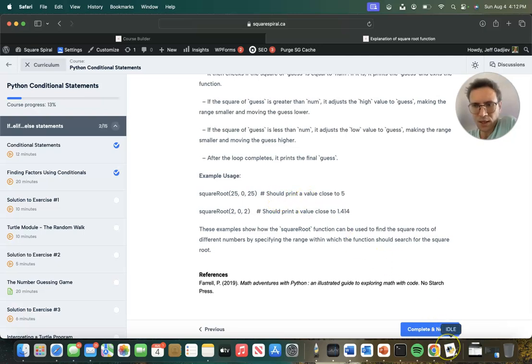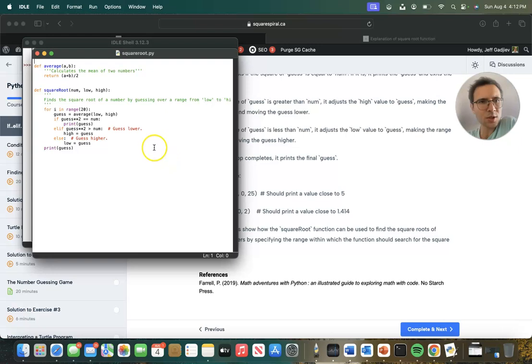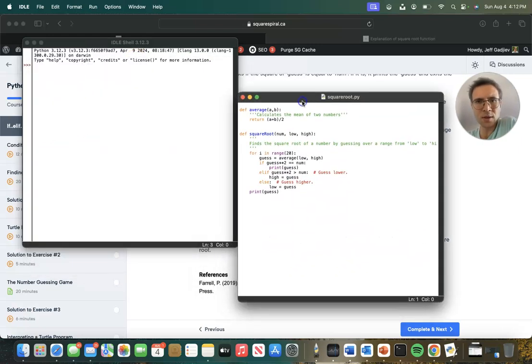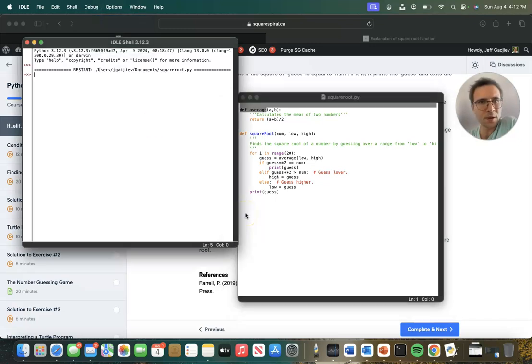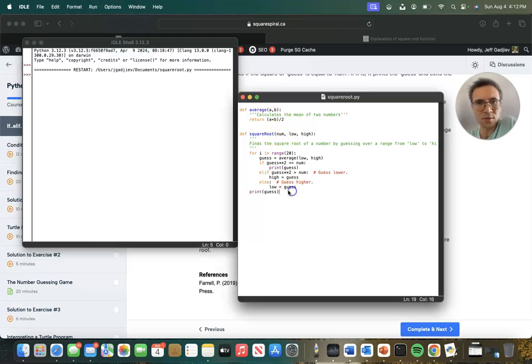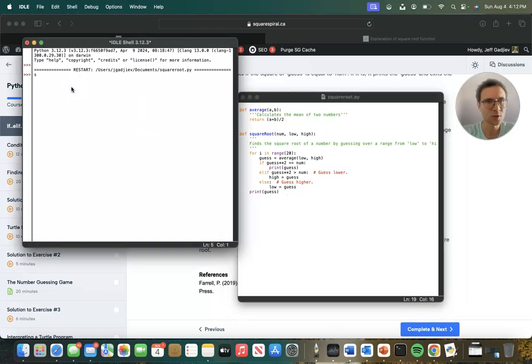So let's try using it. I'm just going to do this in the shell. So I'm going to run, and I'm not calling the function right away. So I'm going to call it now. So square root, and let's try 27. The low value I'm going to go with is 5. The high value I'm going to go with is 6. So I know it's between 5 and 6. Enter, and I get 5.196.